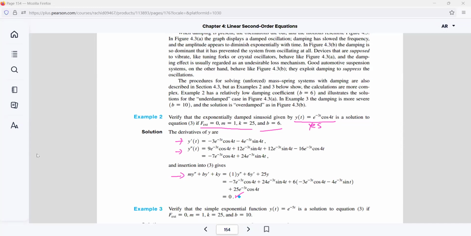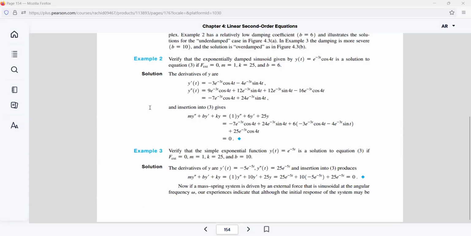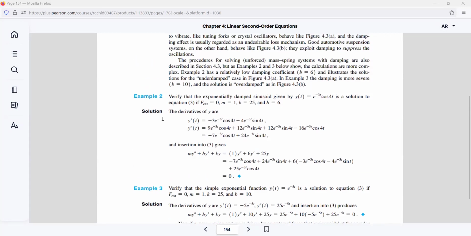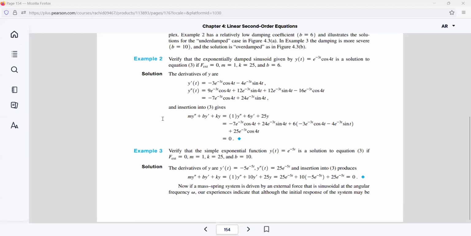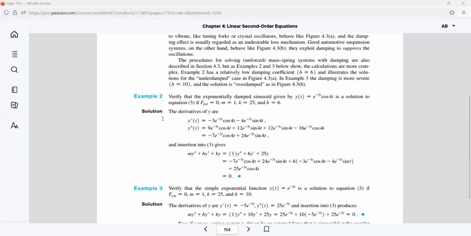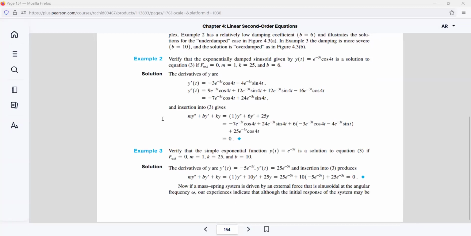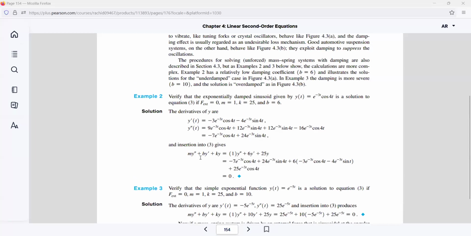All right, let's see what example 3 is. Example 3, same thing. External forces are still 0 and different values. However, I think the idea here is for you to see, when M, K, and B change, what type of solutions we're getting, right? So that's, I think, example 2 versus example 3.